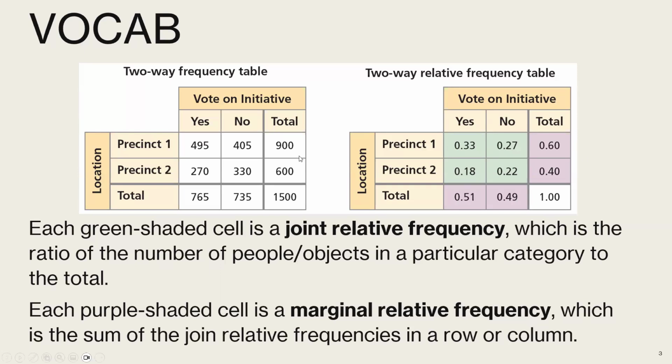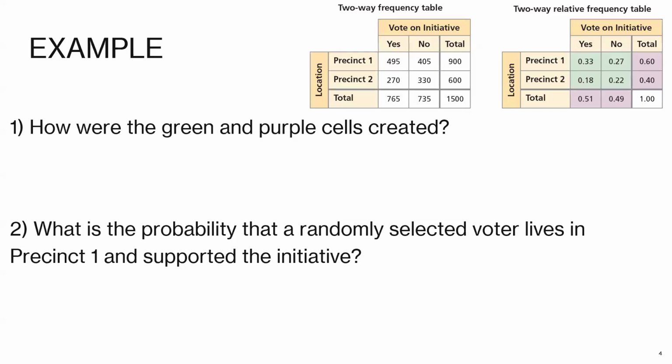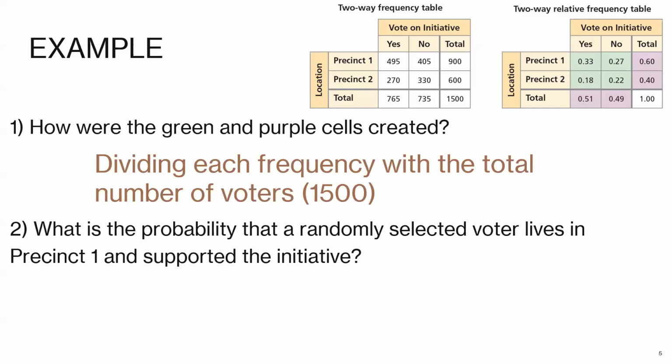So if I'm looking at precinct 1, everyone that voted yes plus everyone that voted no, 0.33 plus 0.27 gave us this 0.60. If I'm looking at column 1, precinct 1 yeses plus precinct 2 yeses, 0.33 plus 0.18 gave us this, I'm sorry, 0.51. So in general, how are these purple and green cells created? By dividing each frequency with the total number of voters, in this case, 1,500.